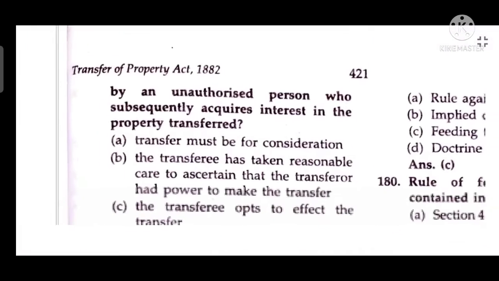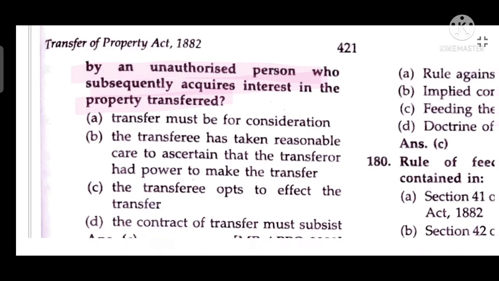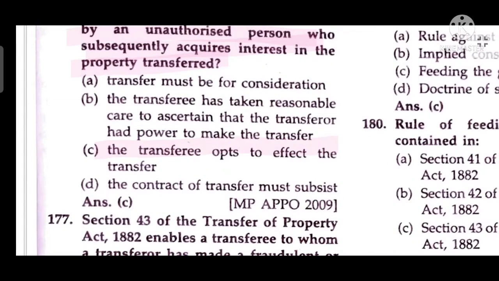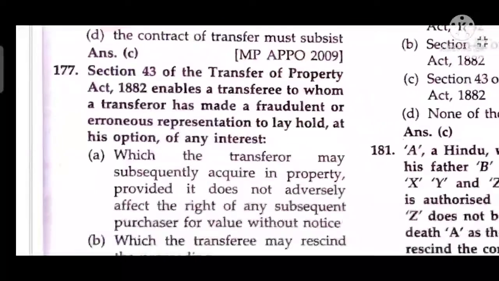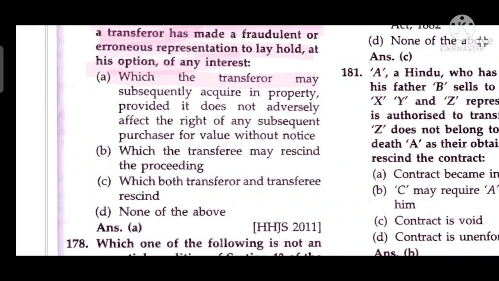transfer is effected by an unauthorized person who subsequently acquires interest of the property transferred? Transferee opts the effect of transfer. Section 43 of Transfer of Property Act enables the transferee to whom transferor has made a fraudulent or erroneous representation to lay hold, at the option, of any interest which the transferor may subsequently acquire in the property, provided it does not adversely affect the right of any subsequent purchaser for value without notice.